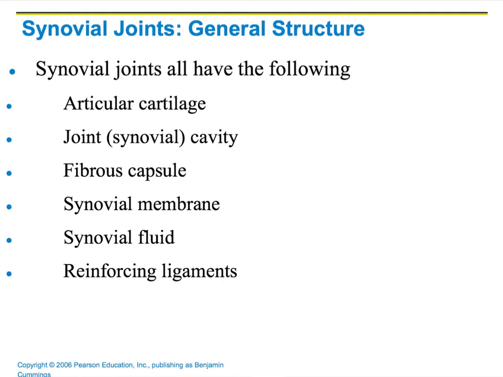So we have articular cartilage, which we're familiar with. This is cushioning. Then the joint cavity itself; in this joint cavity is the fluid. This fluid is lubricating, which again cushions any friction that might occur between the two adjoining bones.